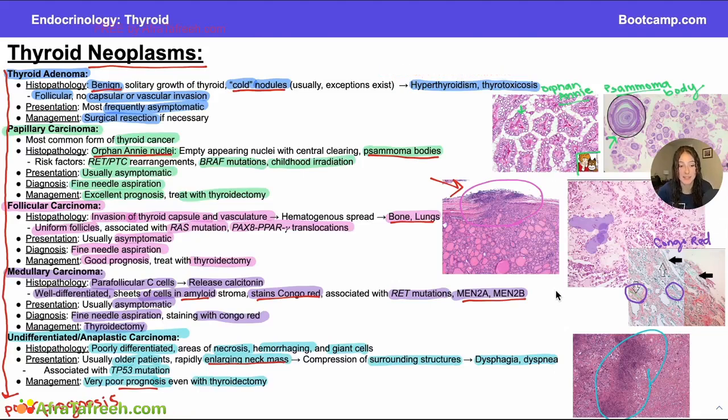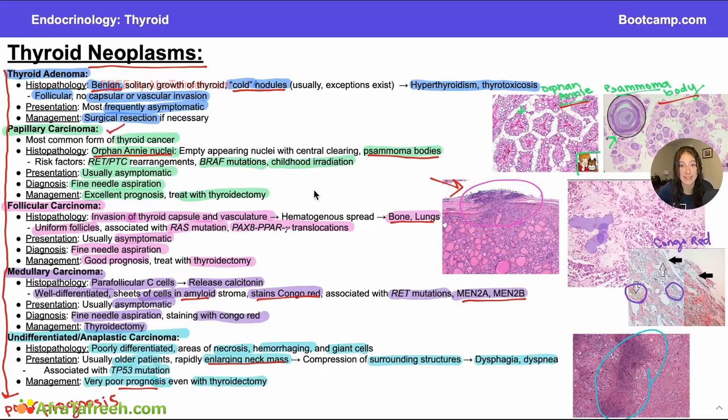Something they might ask you is, a 56-year-old patient is referred for a concerning thyroid nodule. He receives a fine needle aspiration and histology reveals orphan Annie nuclei and psammoma bodies. What is a risk factor for this particular form of thyroid malignancy? Okay, so our patient received a fine needle aspiration, which of course is the diagnostic test that we need to determine if this is a malignant thyroid nodule or not. They had orphan Annie nuclei and psammoma bodies. That is very consistent for the presentation of papillary carcinoma.